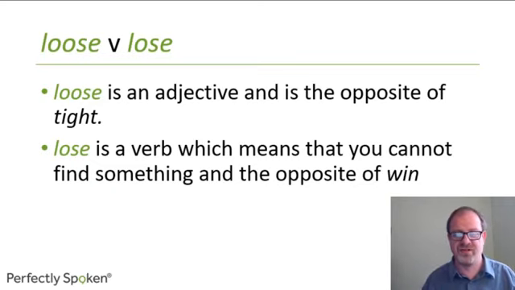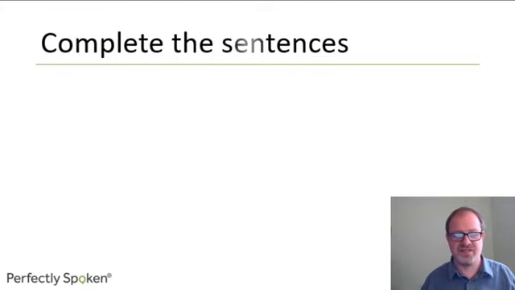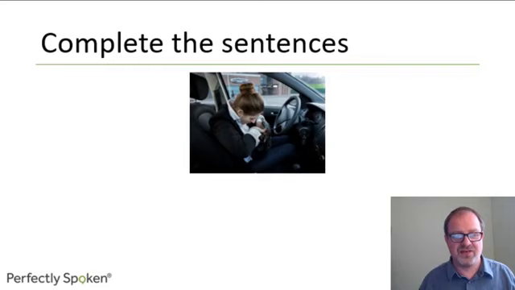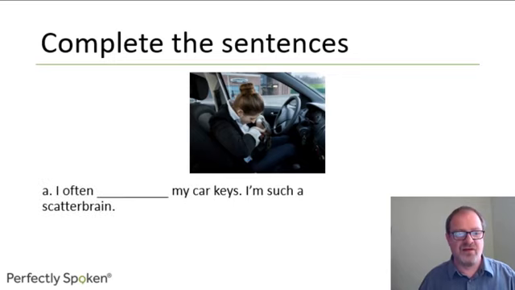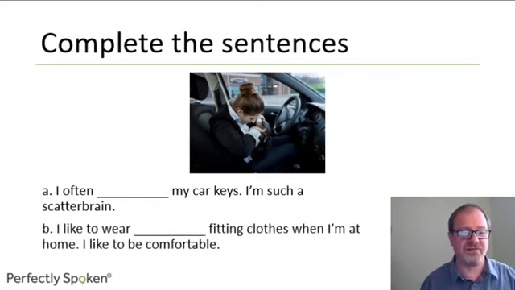Okay, so loose and lose. Let's look at some examples. You've got a lady in a car fumbling about in her bag. She obviously can't find something. A, I often something my car keys. I'm such a scatterbrain. Scatterbrain means you're a very forgetful person. You're always forgetting things. And the second one is B, I like to wear something fitting clothes when at home. I like to be comfortable.